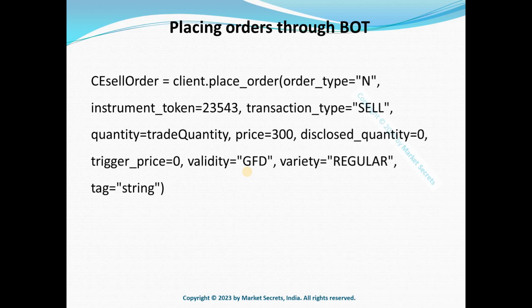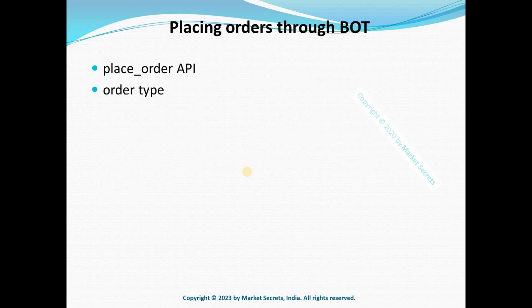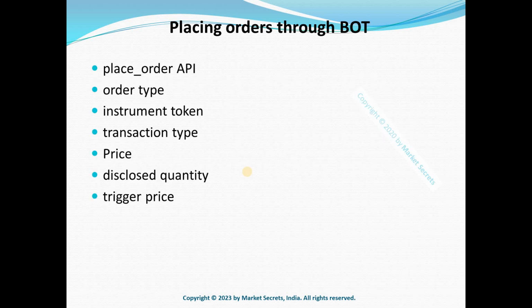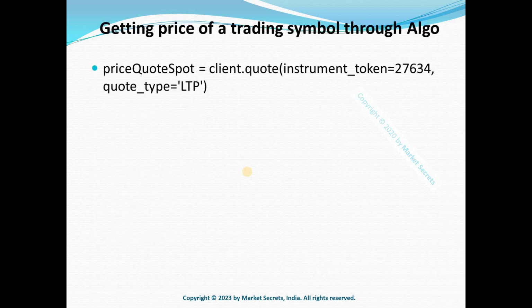Now, placing orders through the bot. These are just some sample scripts. This is how we generally place an order, using the place order API. You need to feed in parameters like order type, instrument token, transaction type, price, quantity, trigger price, validity, and a few other parameters. This is just a sample script, I just want you to look at it.